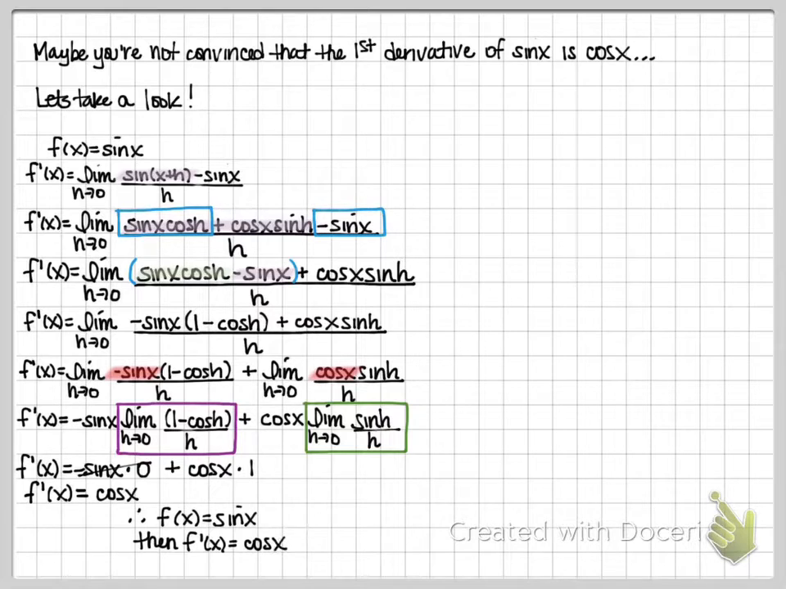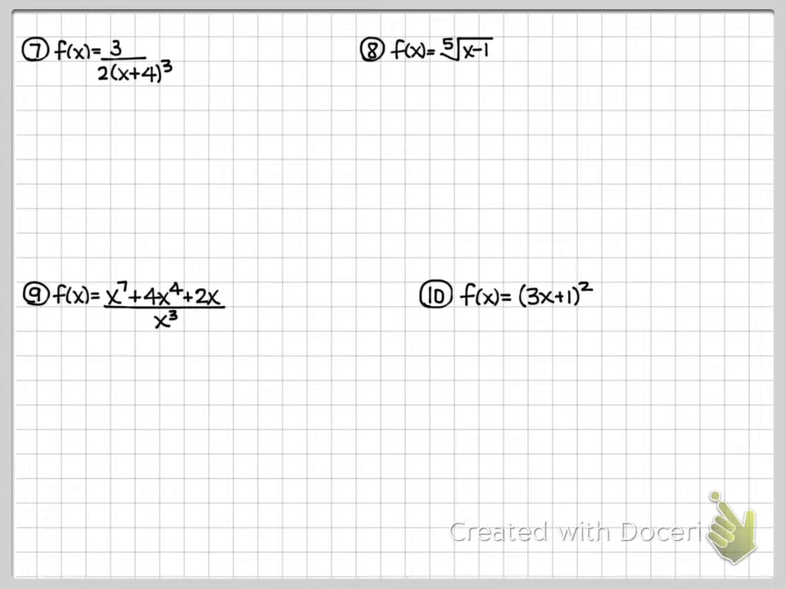You can actually go through a process that is nearly identical to this to show that the derivative of cosine x is negative sine x. So, now you know. Alright, a couple more slides to go and we're almost done. So a little bit more complicated stuff, that's all.